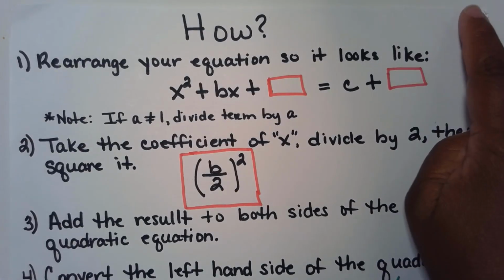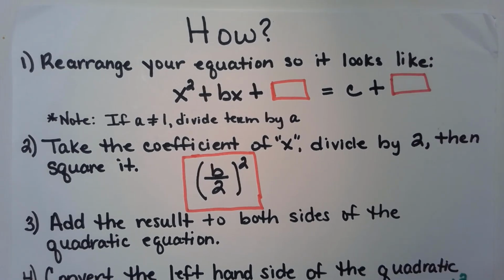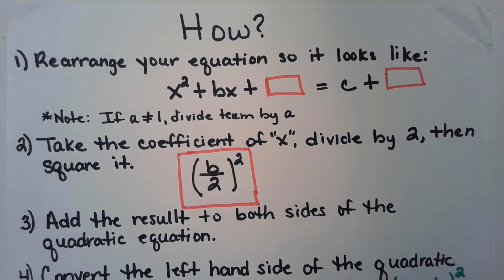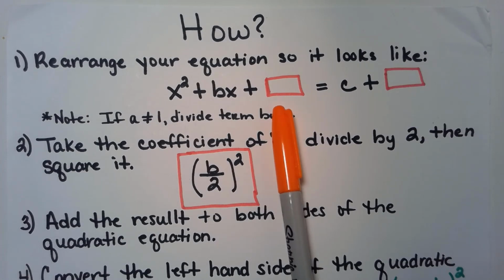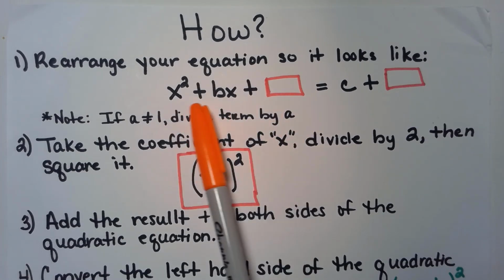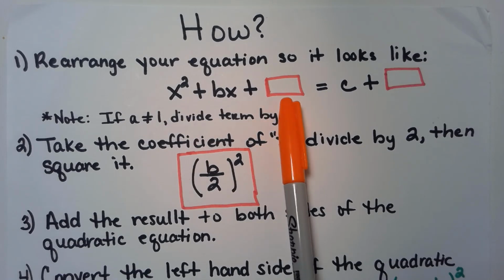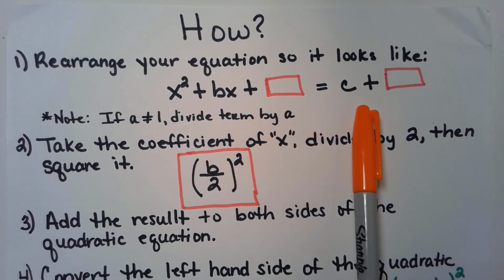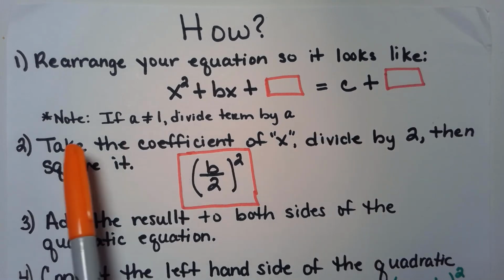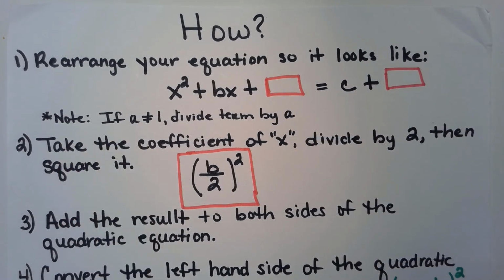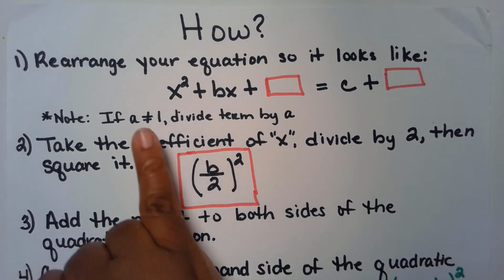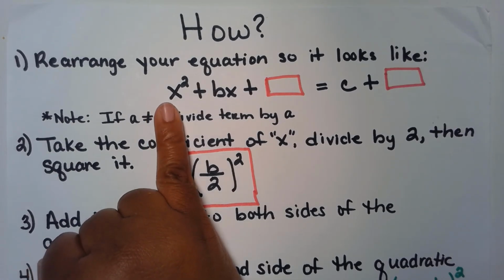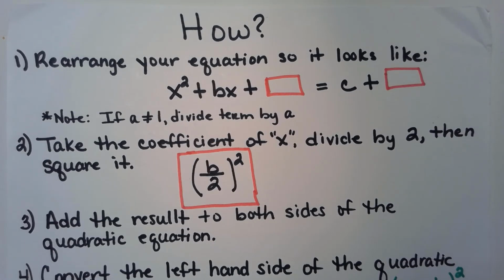Well, number one, we want to rearrange the equation so it looks like this. And we're going to do some examples. x squared plus bx plus, and then the last term of the binomial on the right-hand side is what we're going to fill in the blank. We want it to equal the constant term. Note, if a does not equal 1, meaning the leading coefficient of the first term, here we have x squared, we have to divide each term by a. And we'll look at an example of one of those.